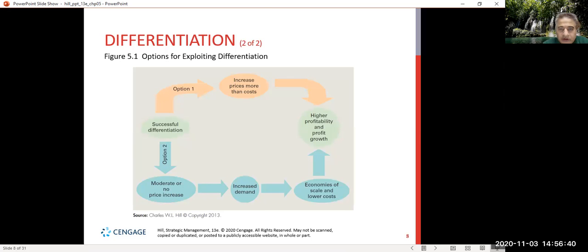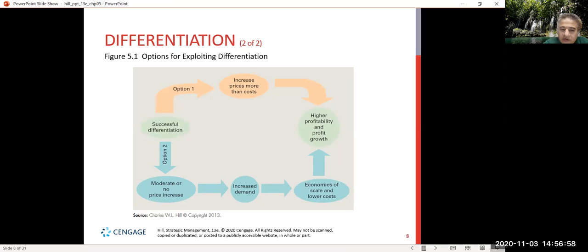Okay, options for exploiting differentiation. You can look into these options. Option number 1, successful differentiation increases prices more than cost, giving higher profitability and profit growth. That's the one option, कि आप prices बढ़ा दें अपनी cost से और आपकी profitability और growth high हो जाएगी.